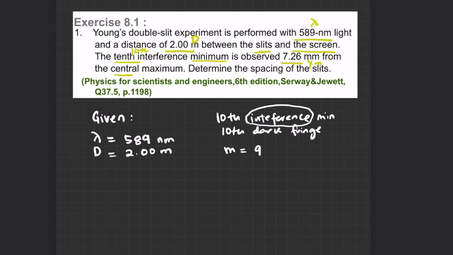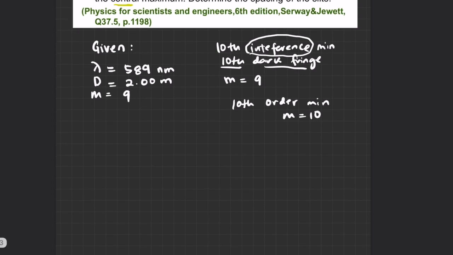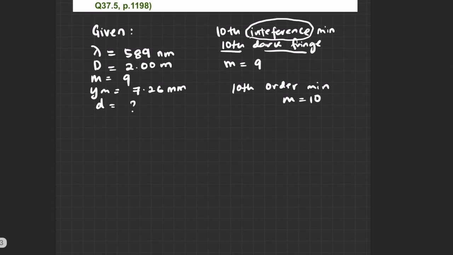If the question asks for the 10th order minimum, it means that m here is equal to 10. So from these equations, m is equal to 9, the 9th order dark fringe. What else? ym given is 7.26 millimeter. And what we want to find here is d, the separation between the two slits.